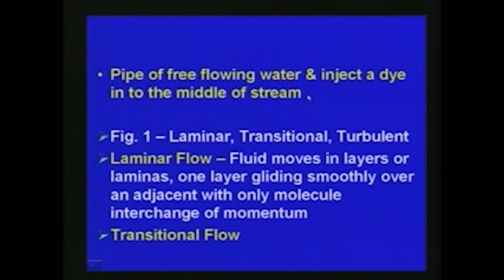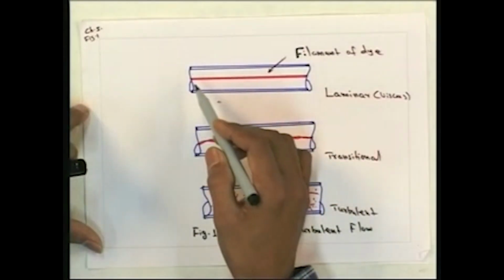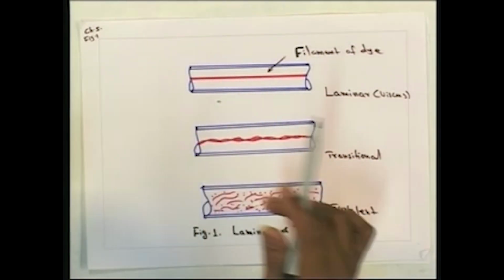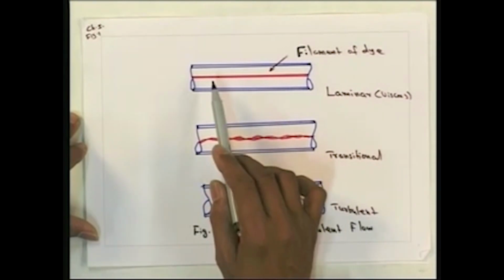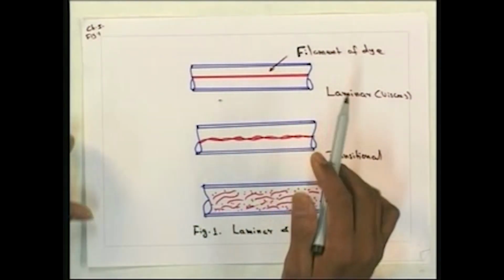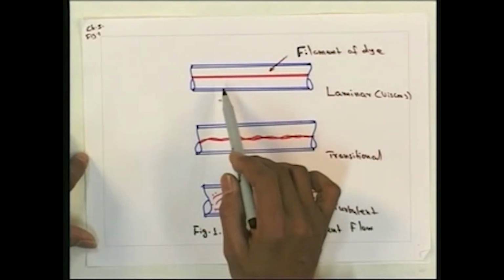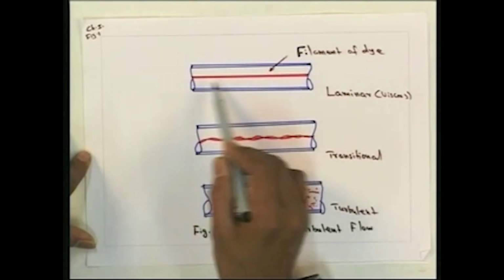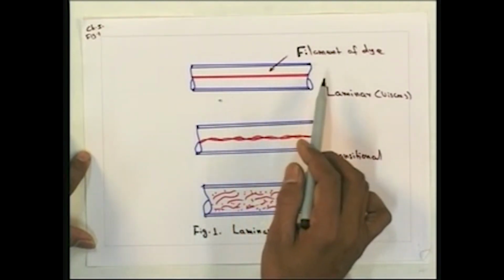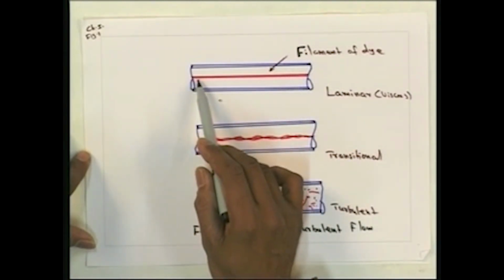So here you can see, say we inject a dye into the middle of a pipe flow. With respect to the velocity of the flow in the pipe, initially the fluid velocity is small. Then the dye which we are injecting moves just like a filament of dye, just in layers.